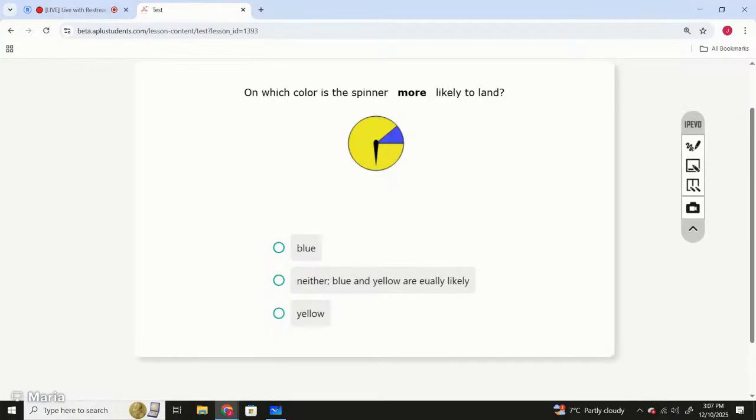On which color is the spinner more likely to land? So the spinner has more yellow portion than blue, so it will more likely land on yellow. The correct option is yellow. Option number 3 is the correct option.